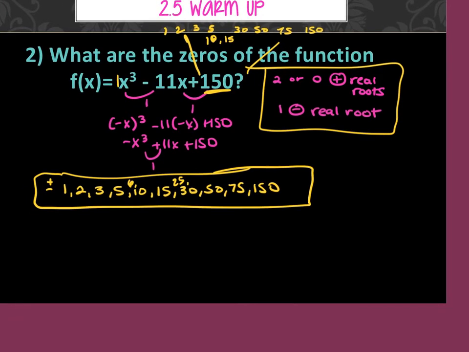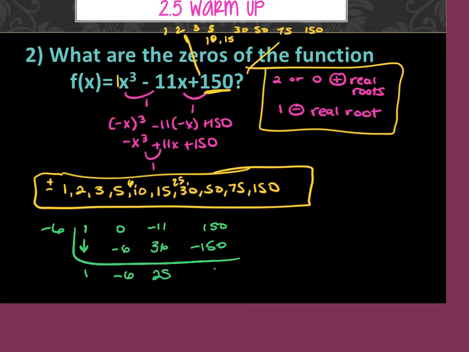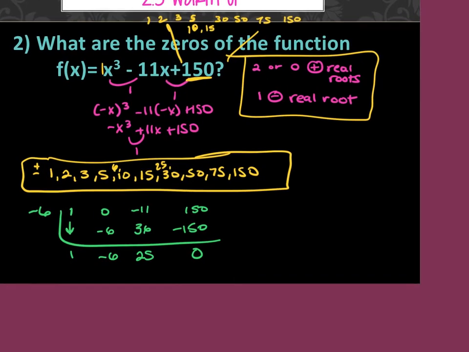Okay. So I will fast forward because most of you got to this part. That -6 worked, right? So if I do -6, I get 1, 0, -11, and 150. Bring down the 1, -6, -6, 36, 25, -150, 0. There's the first one that worked.